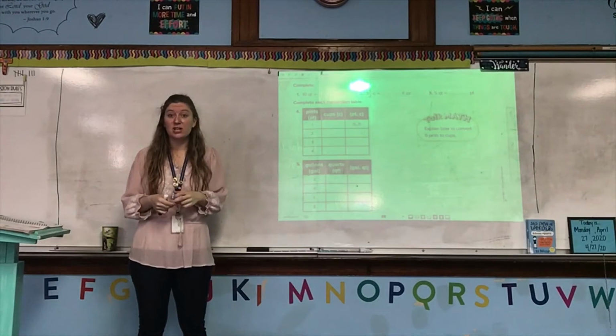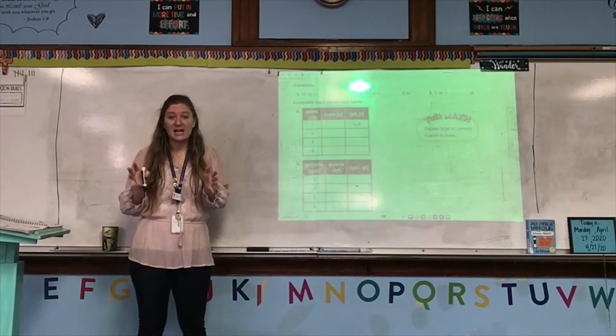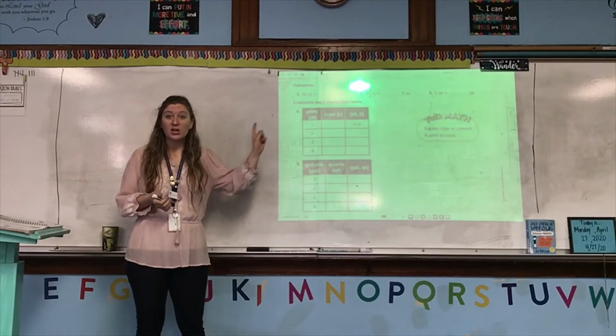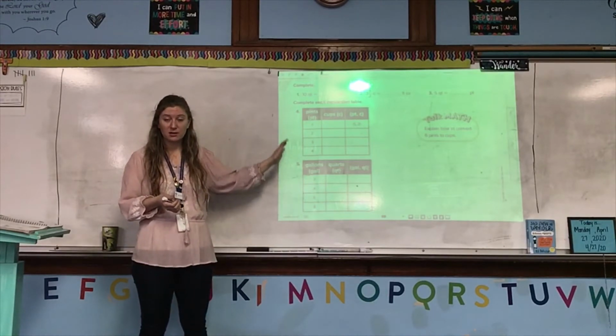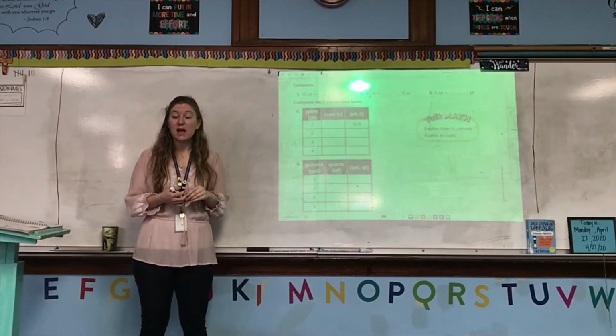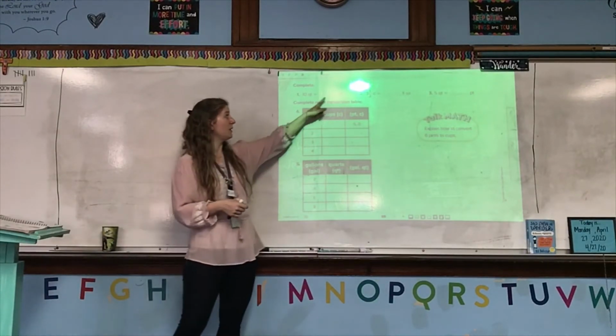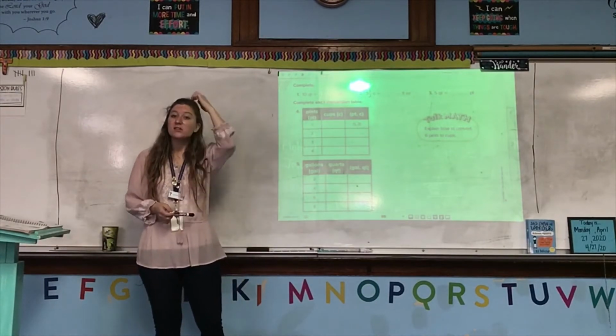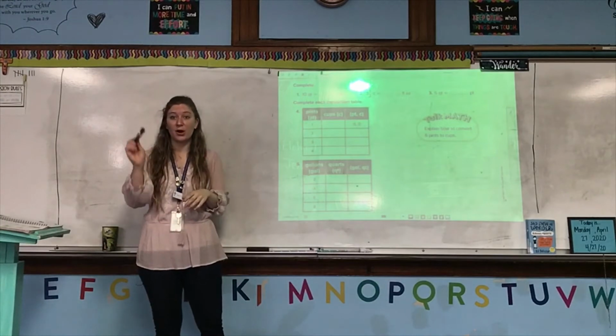Get out a separate sheet of paper. I'm going to say it again. Get out a separate sheet of paper to show your work. You have to show your work for all of these conversions. Otherwise, how do I know that you didn't just Google how many pints are in 10 quarts? You have to show your work. So get out a separate sheet of paper right now.